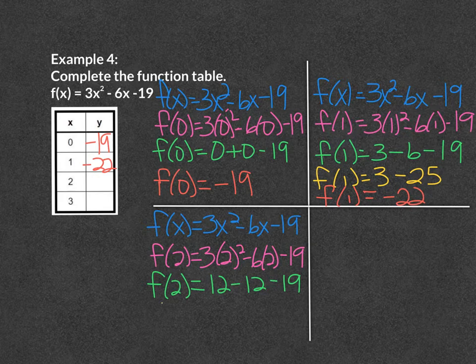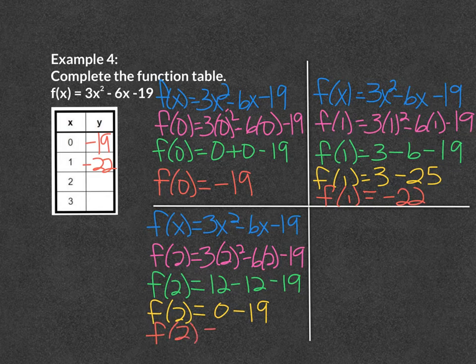So I have f of 2 equals 12 minus 12 is 0. Bring down negative 19. So f of 2 equals 0 minus 19 is just negative 19. So when x is 2, my y is negative 19.